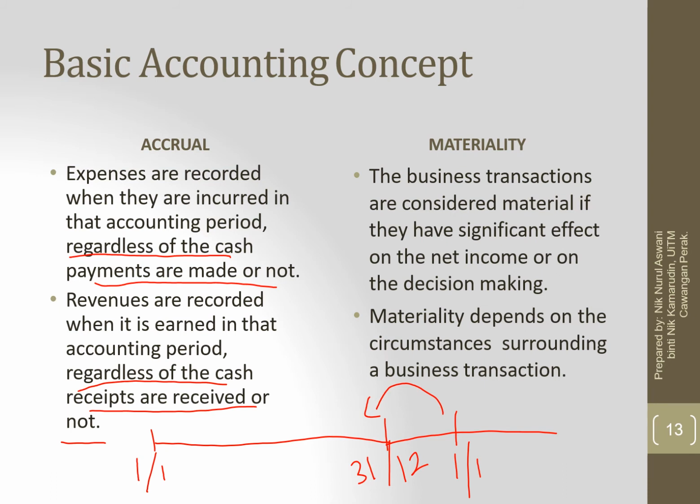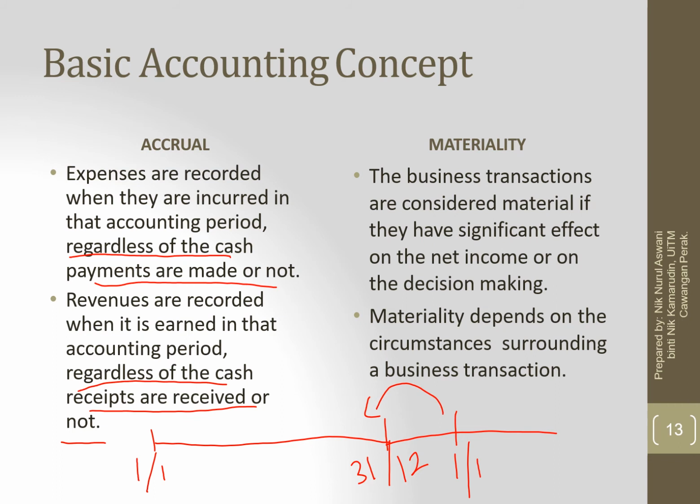Another example, for revenue. On 31st December, you made sales to your regular customer and your regular customer asked to delay the payment and only made the payment to you by next week, which already falls into the month of January. Even though the customer will only pay in January, you have to record the revenue or the sales that you have made on 31st December. That's what is meant by accrual basis.